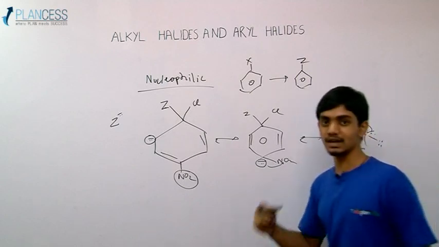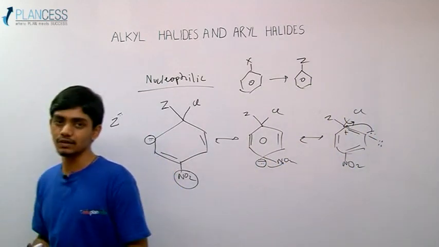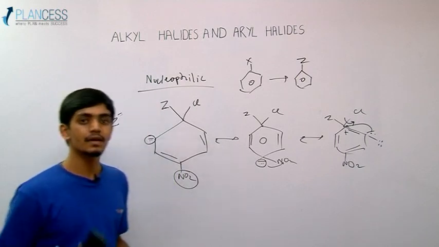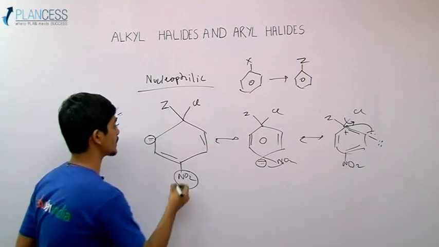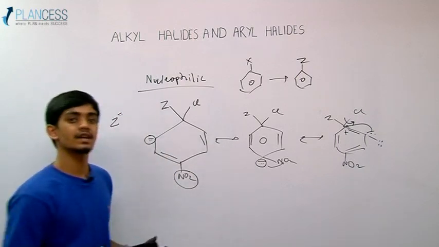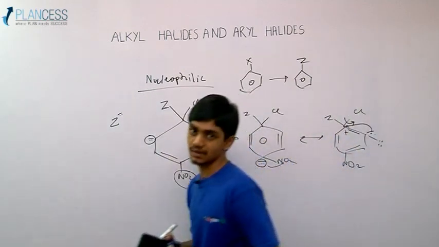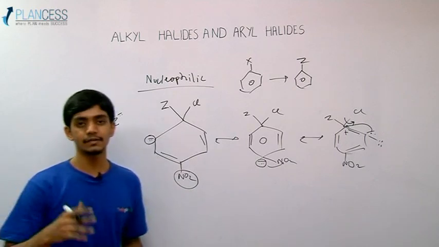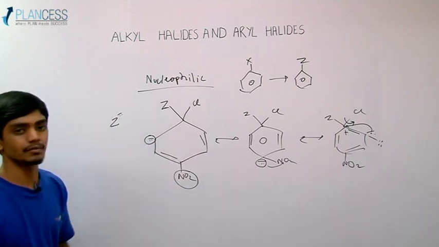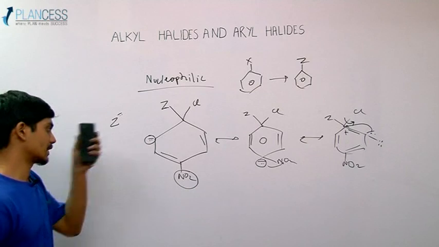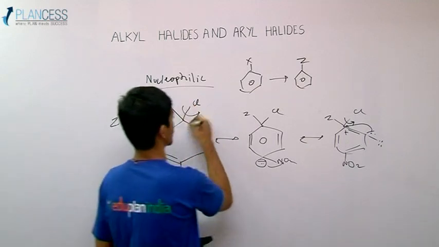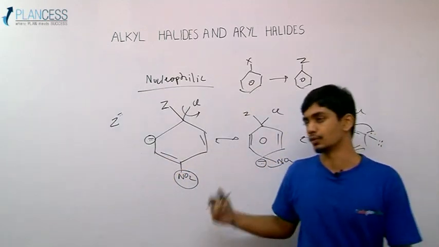There is one more mechanism which is proposed for this kind of nucleophilic substitution, but that is in case there is no NO2 group. That is, there is no deactivating group present in the ring, then how can the nucleophilic substitution take place? That is for that. Now this is called simply bimolecular substitution. There are two molecules, one is the leaving group, one is the attacking group.